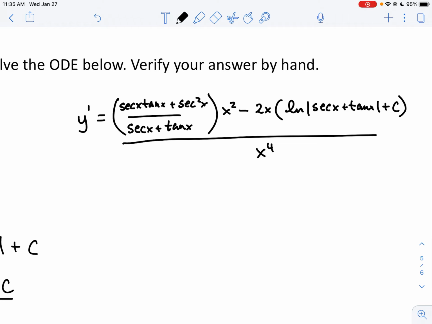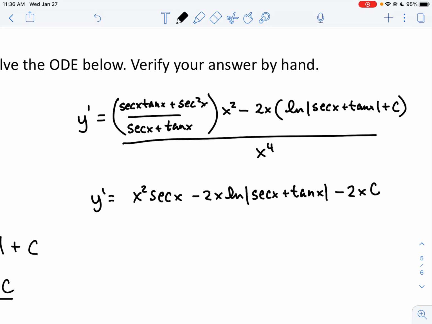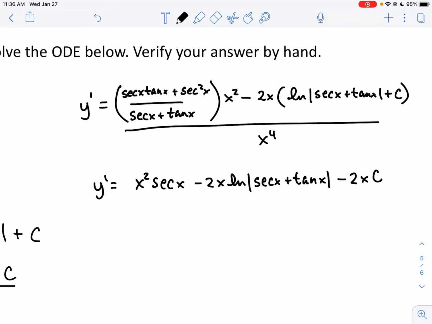Okay, so let's go ahead and do that. So y prime can be written instead as just, I'll put the x squared first, times secant of x. If it's helpful, let's go ahead and distribute the negative 2x. So we have negative 2x, natural log, absolute secant x plus tangent x, and then minus 2xc. So I distributed the negative 2x. This is all over x to the 4th.